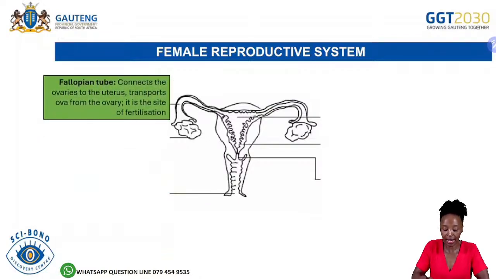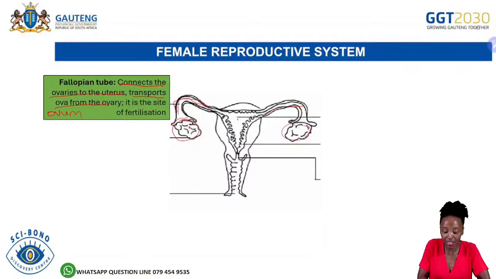So here we're looking at the fallopian tubes. The fallopian tubes extend from the ovaries leading to the uterus. The function is that they connect the ovaries to the uterus and they transport the ova from the ovaries. So they transport the ovum. Please note that whatever I say, I am not referring to egg or egg cell because we don't call it that. We call it an ovum when it is one, or ova when there are many.